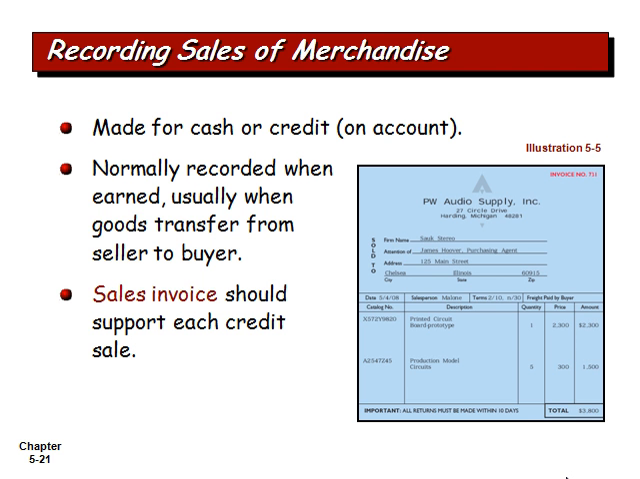When we record the sale, be it for cash or credit, we make these kinds of entries, but normally this entry is recorded when it's earned, usually when the goods are transferred from the seller to the buyer. Usually that's when title transfers. And the sales invoice gets created, and that becomes the documentation for each of the entries.